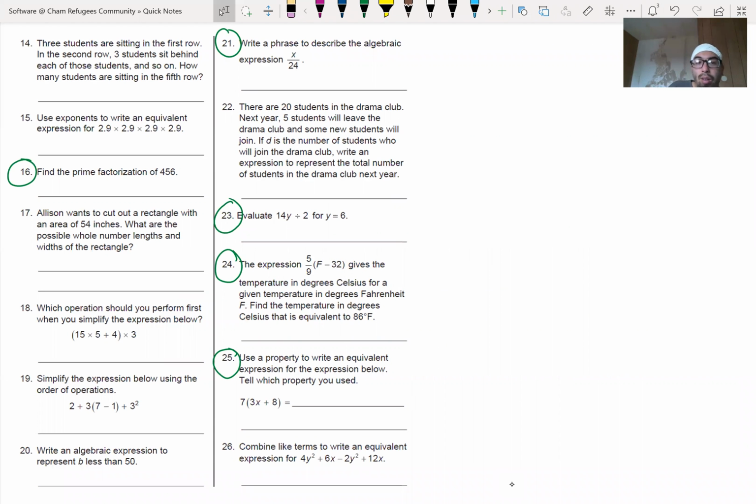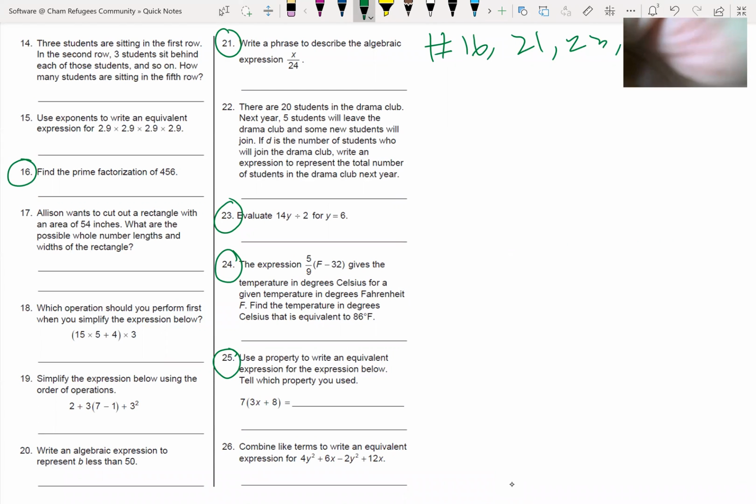So the problems that I circled are the problems you guys have to do. So you guys have to do number 16, 21, 23, 24, and 25. Hopefully, we'll go over all these ones right now. A lot of them are really easy and really fast, so hopefully we can get through it really quickly. So it says 3 students are sitting in the first row. In the second row, 3 students are sitting behind each of those students, and so on. How many students are in the 5th row?